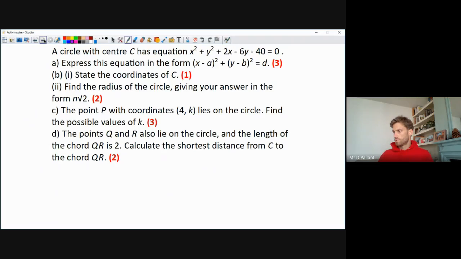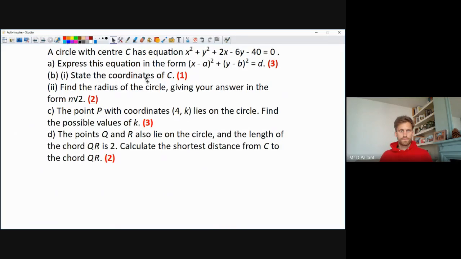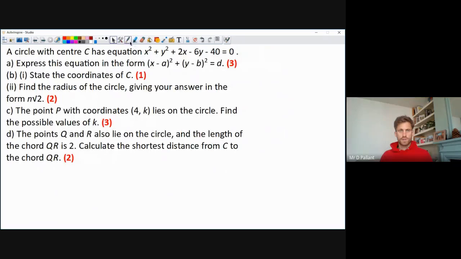Question 2. So this is a circles question. Okay, so it looks like a fairly straightforward beginning. We've got the equation of the circle. We need to do the completing the square step. So part A here, we're going to be doing x plus 1 squared minus 1. Plus, make sure you're not just watching this or copying it down. You need to be actually doing it yourself in advance.